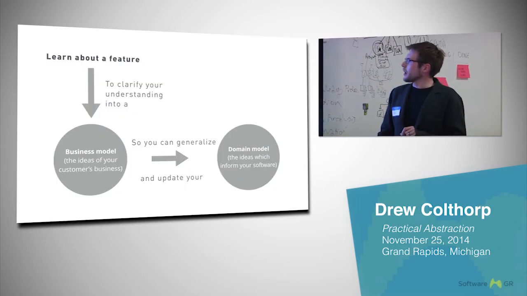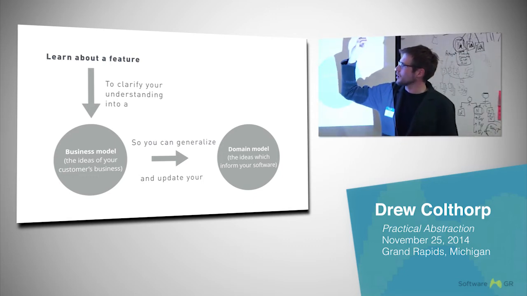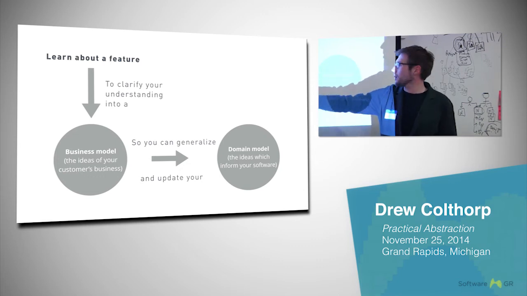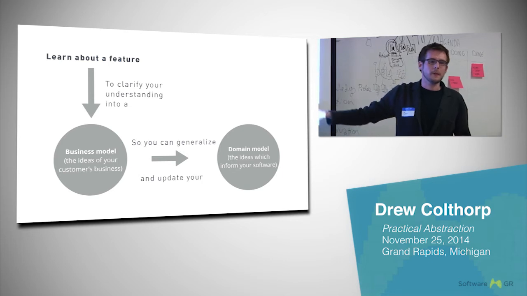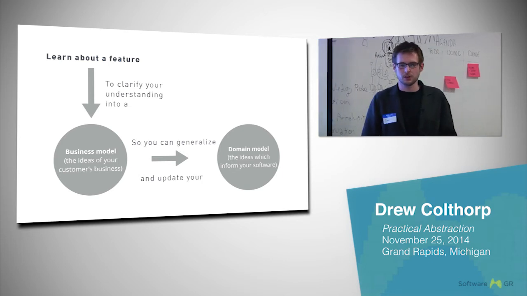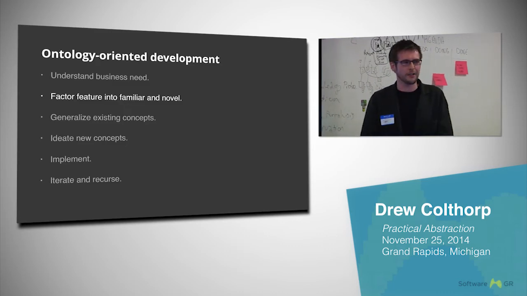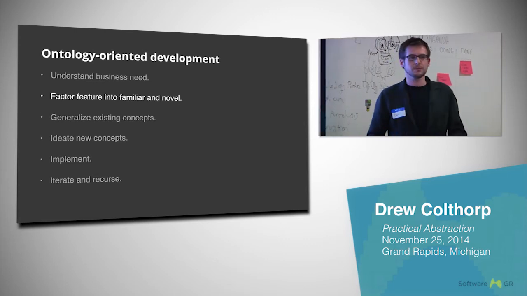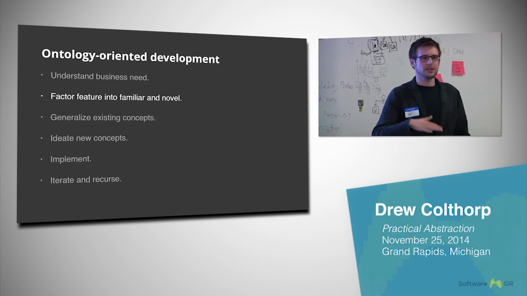I think of this process as we're learning about a feature, we're clarifying what that feature means for us and using it to help better understand the business model, so that we can generalize and update our conceptual model to better understand what it is that we're trying to do. Sorry, I think I got off track there for a second. Now here we are, step two. Factor feature into familiar and novel. What I mean by that is whenever we're tackling something new, even if we're starting a new project, we have frameworks and languages that we're building on top of.